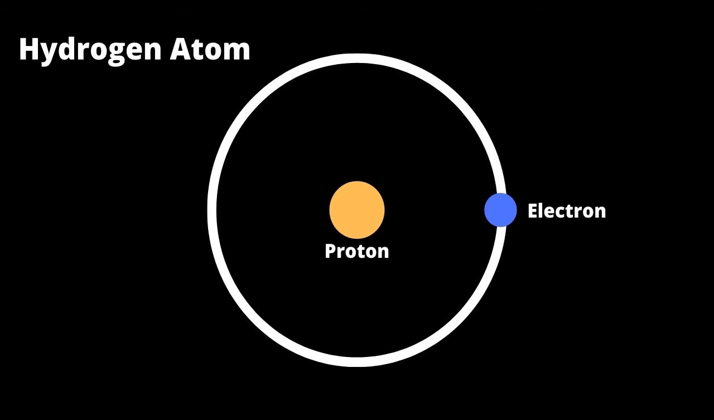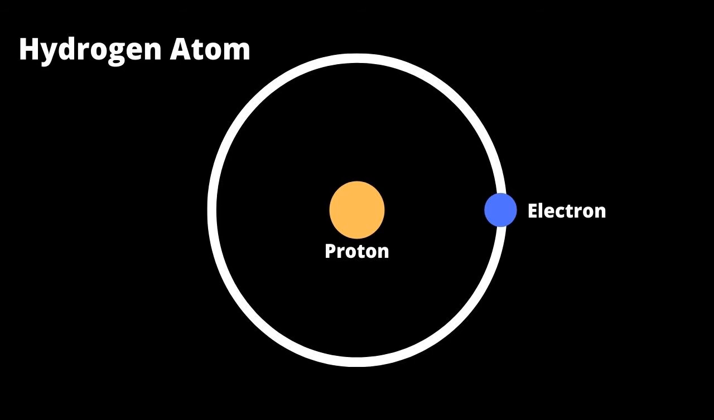The atomic structure is very simple for hydrogen. One proton in the center and one electron orbiting the center, meaning there is only one electron shell. Because there's only one electron, hydrogen by default is also absent of neutrons.